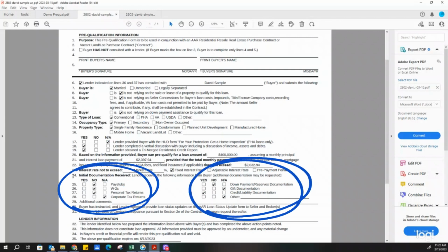But this part right here is what really separates Arizona from other states. Now, if a seller reads this and it says, lender received the following information from the buyer: no pay stubs, no W-2s, no tax returns, no corporate returns because those aren't applicable, no down payment reserves documentation, NA for gift docs, but they have pulled credit, which we've already shown here. How strong do you think the seller is going to feel about your pre-qualification? They're going to look at that form and they're going to say, this guy hasn't really done very much. I don't know if I want to accept this offer.